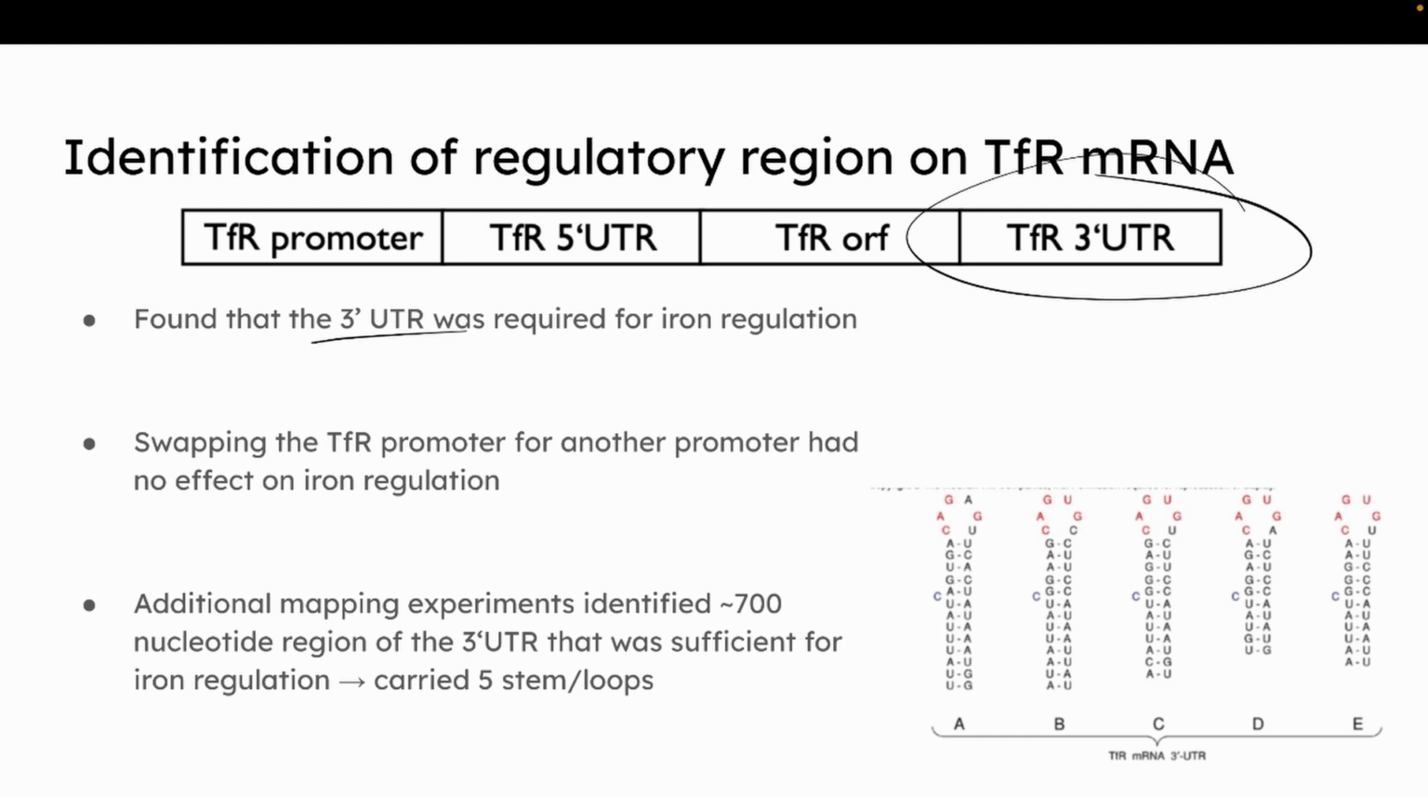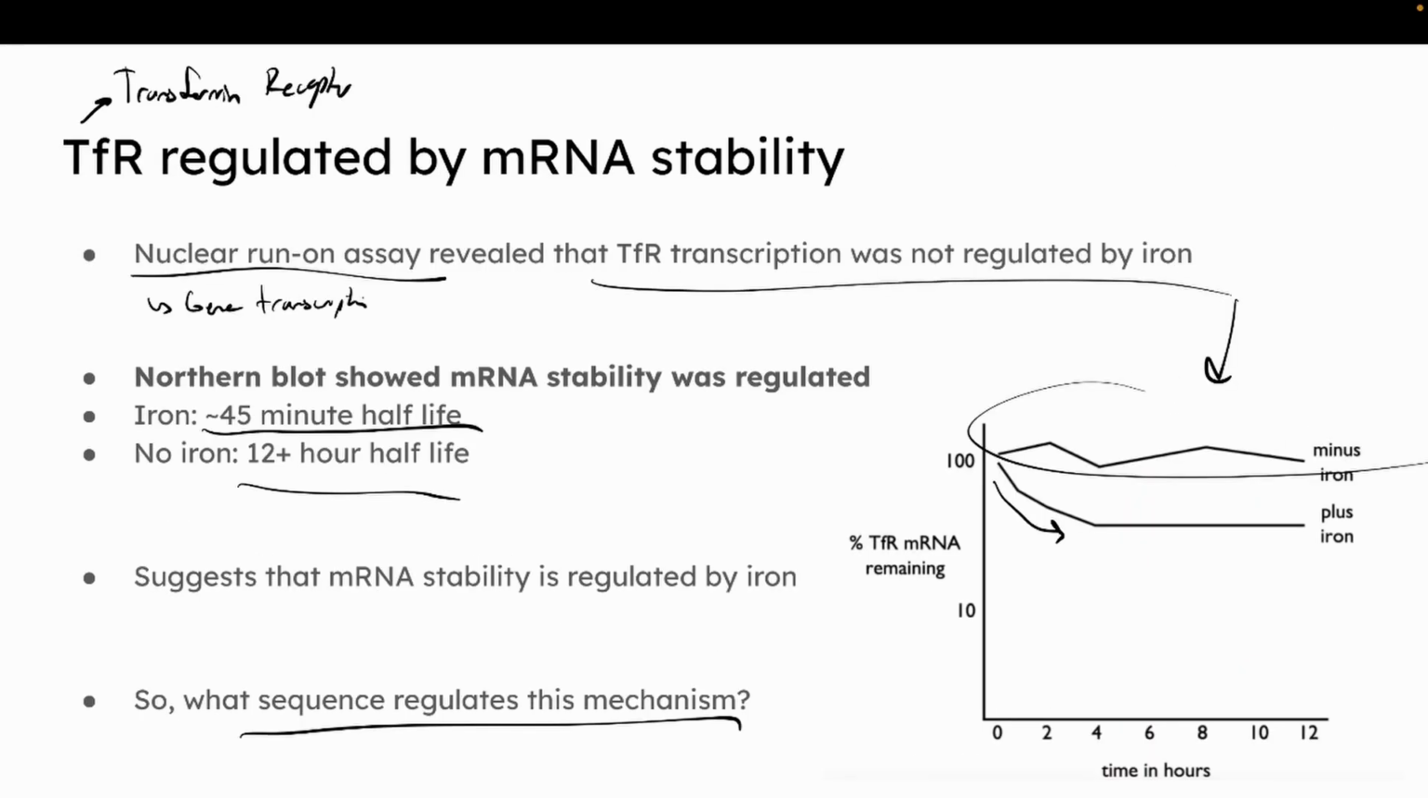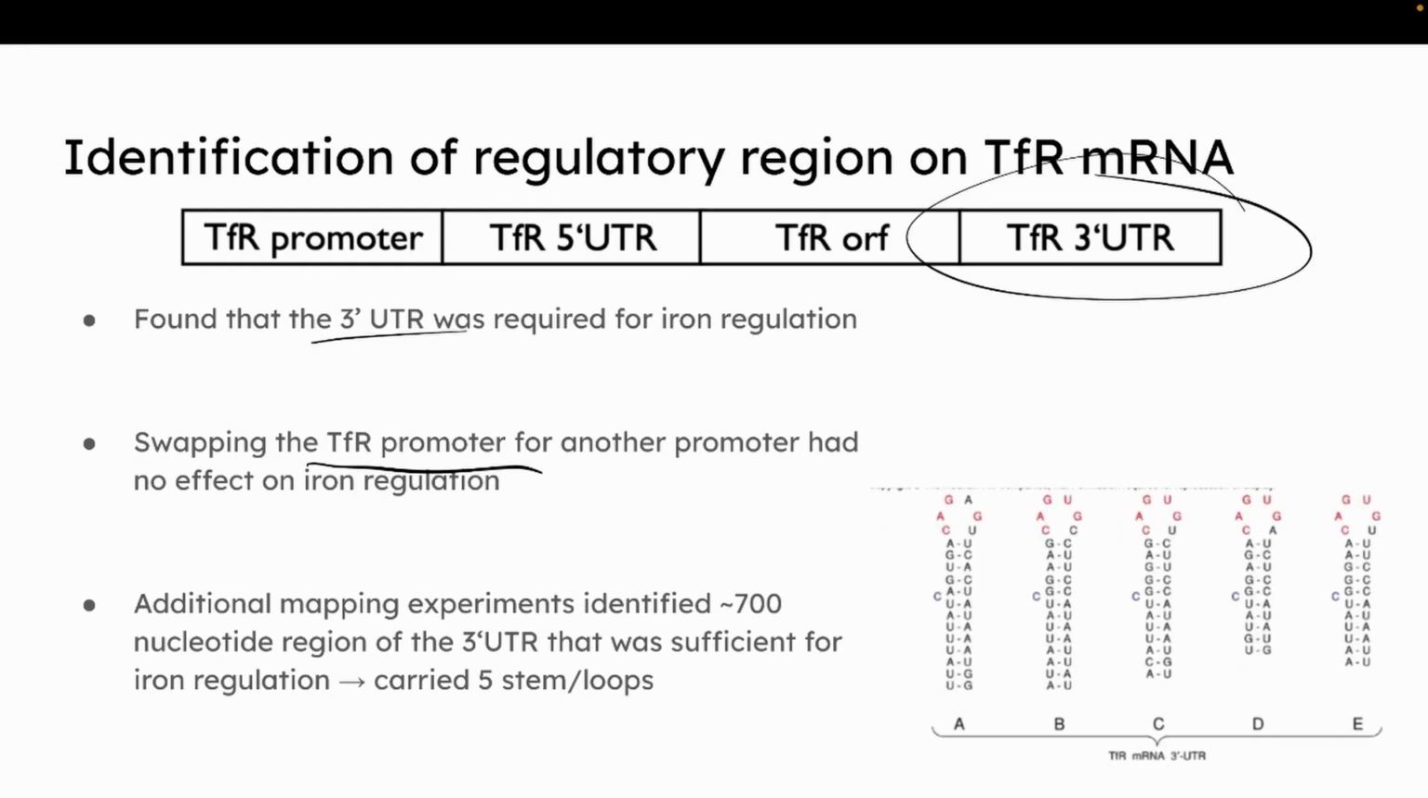And then they also found that if you swap the promoter with another promoter, you don't get any effect on iron regulation. It is still the exact same results, even if you have a different promoter. So this further confirms this is not at the transcriptional level. This is at the post-transcriptional level. What we know is that it's on the 3' UTR, and we've confirmed that it's not at the transcription level, but only after it's transcribed do we get this regulation.